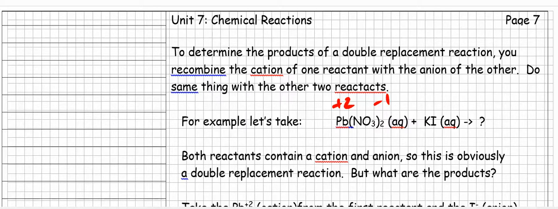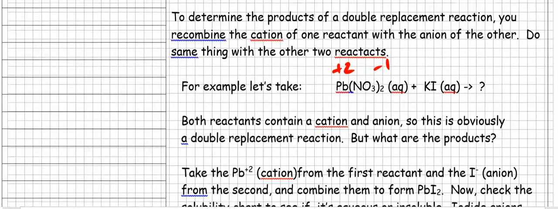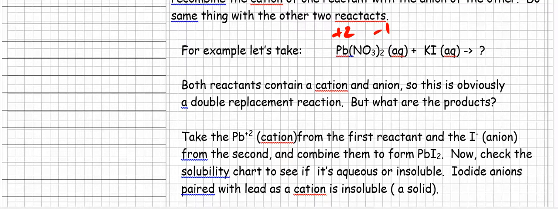So both reactants contain a cation and an anion, so this is obviously a double replacement reaction. They're going to be aqueous in both cases. But what are the products, right? Now, take the Pb2+. We've already talked about why that charge is +2. It's to balance the two NO3 -1s from the first reactant and the I- anion from the second, and combine them to form PbI2, lead iodide. All right.